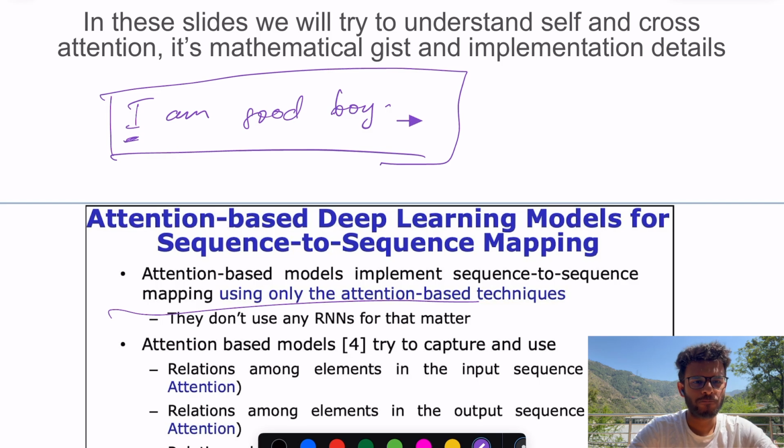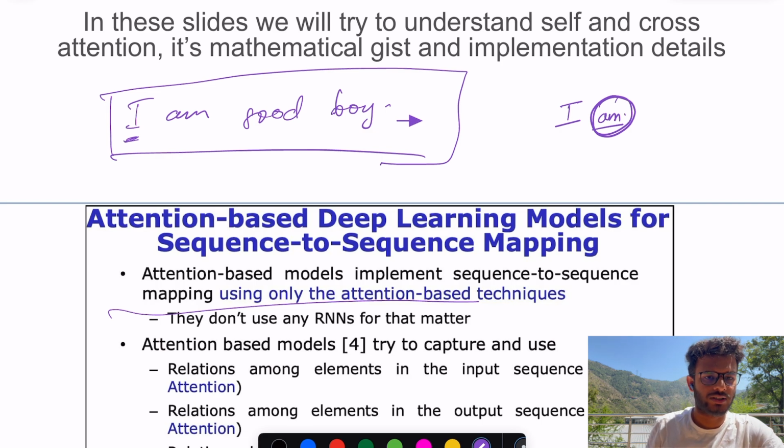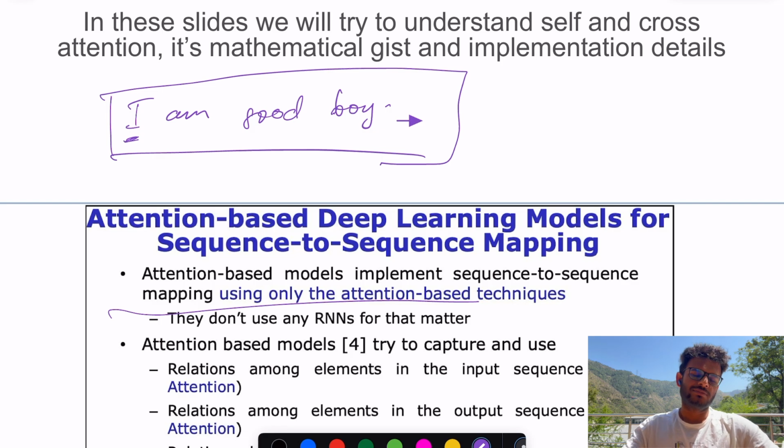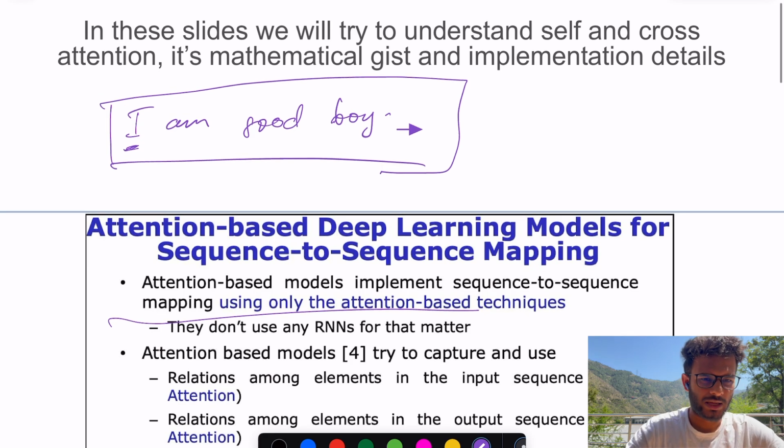Now, when you start producing an output, suppose the first word comes out to be "I." There is a very high probability that the next word should be "am." This is what we have been taught in English, that "I" is mostly followed by "am." So this is the dependency between "I" and "am." When you take the dot product of these two representations, after learning the representation, it will come out to be very high. That's what self attention tries to capture here.